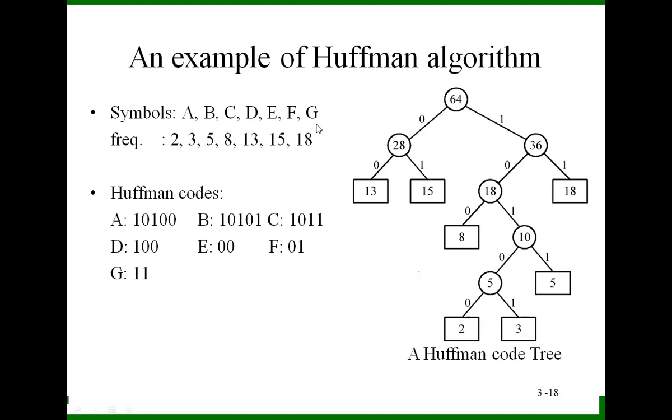Suppose G is the symbol in the message that occurred 18 times. Its frequency is 18. So the code assigned is 1 1. The length of the code is only 2 bits. Suppose A is the symbol that occurred 2 times. Then what is the length of the code? For this A, the code assigned is 10100. That is, the length for A is only 5 bits.